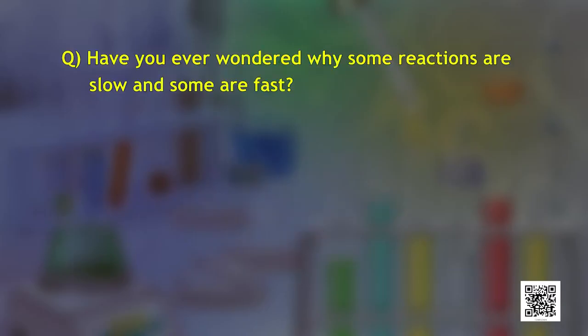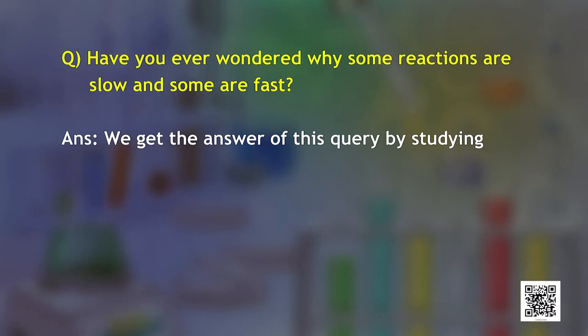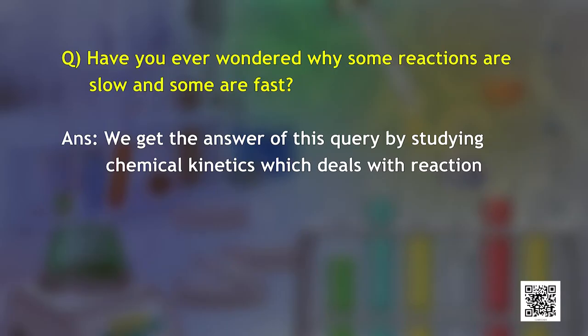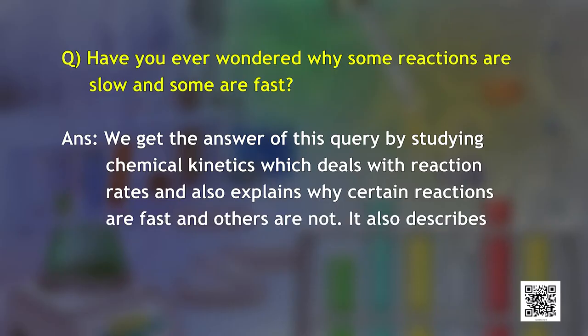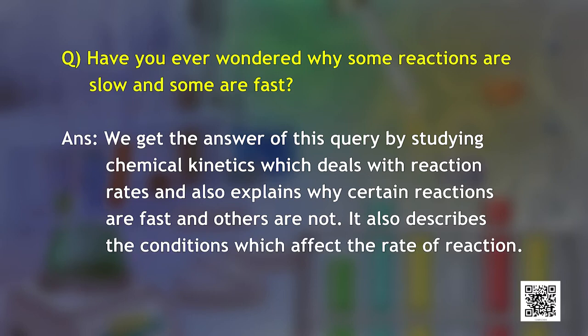Have you ever wondered why some reactions are slow and some are fast? We get the answer to this query by studying chemical kinetics, which deals with the reaction rates and also explains why certain reactions are fast and others are not. It also describes the conditions which affect the rate of a reaction. Let us try to understand what is rate of a chemical reaction.